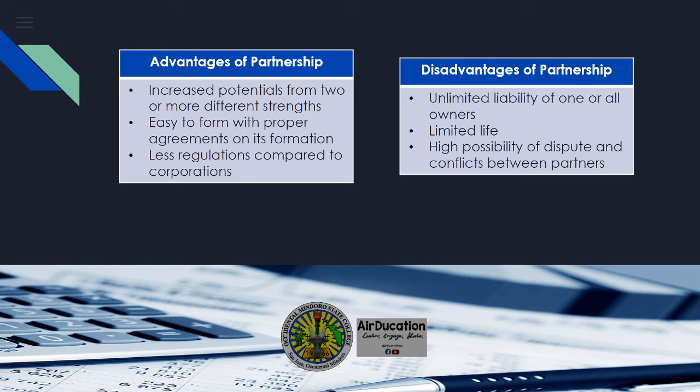Okay. Next, high possibility of dispute and conflicts between partners. All right. Next, it is the other impact since you share different strengths. Sometimes when there are two or more people sharing ideas, that's where they can start to argue, miscommunication can start, and of course, conflicts may arise.